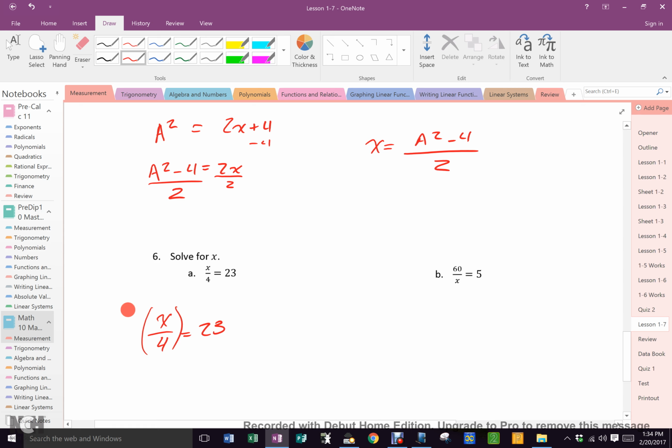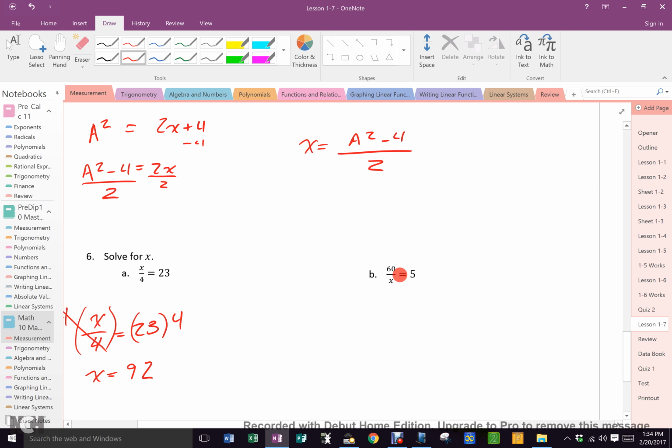Multiply both sides by 4. Cancel. X equals 92. Right? Okay. Now, this one causes people trouble. Okay? Why? Your job is to get x by itself still, right? So, if you just follow algebra rules, it takes a long time, doesn't it? And I'll show you what I mean.